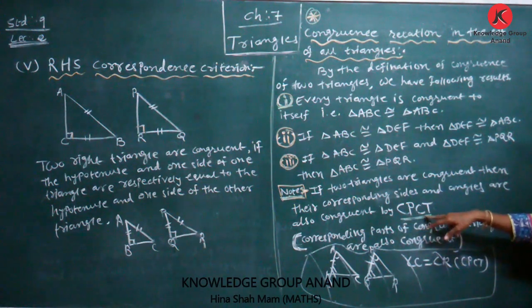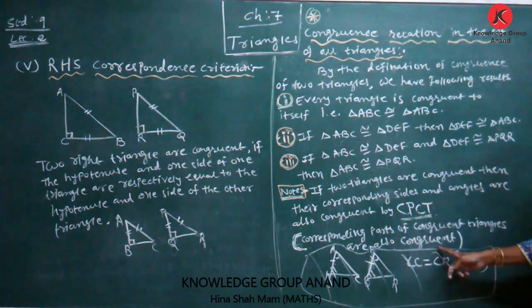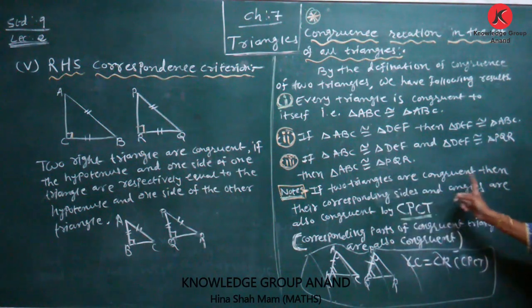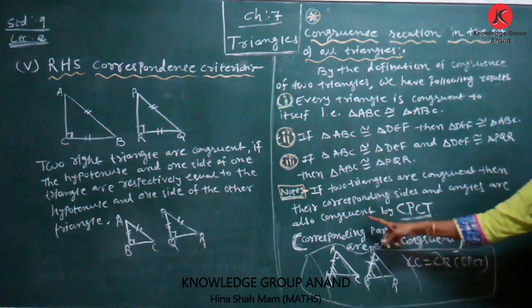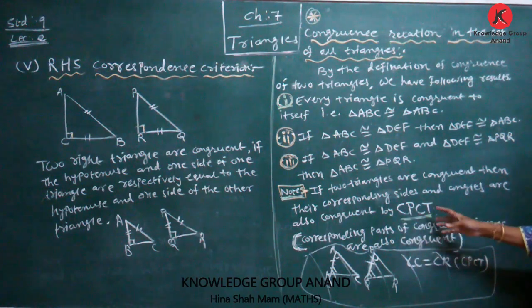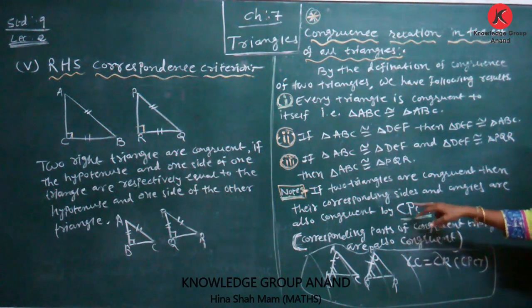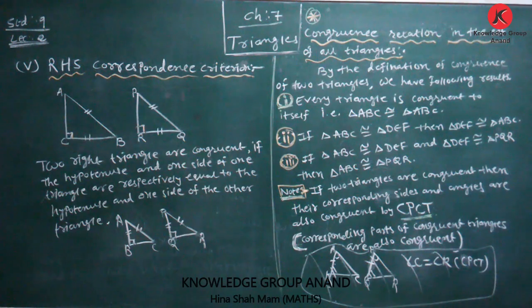Corresponding parts of congruent triangles are also congruent. If two triangles are congruent, then their corresponding sides and angles are also congruent by CPCT. That means corresponding parts of congruent triangles. Here our lecture is over.